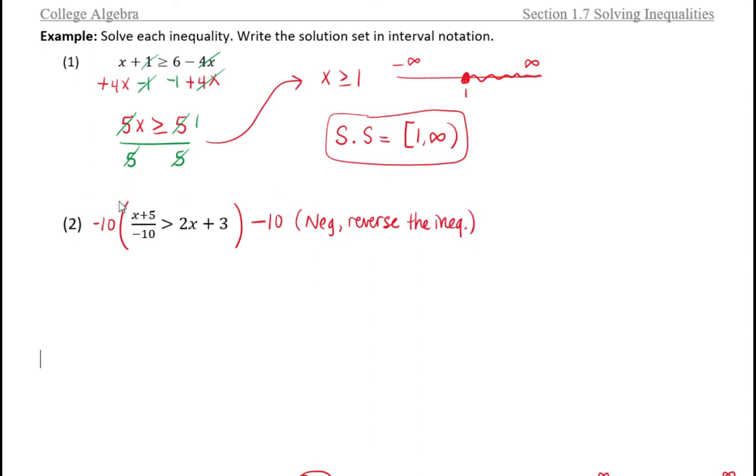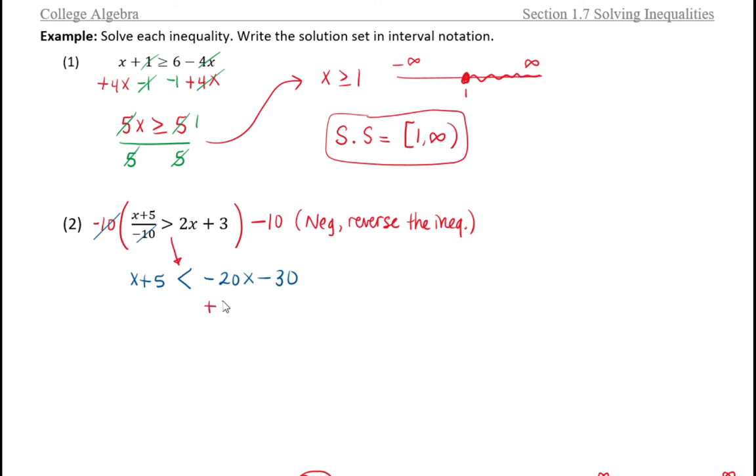These two will cancel. That's right, you got x plus 5 on the left side. On the right side you got -20x minus 30. It's greater than, now you will make it less than. Please just be careful with that. The direction is now reversed, and then you solve it in the same way.